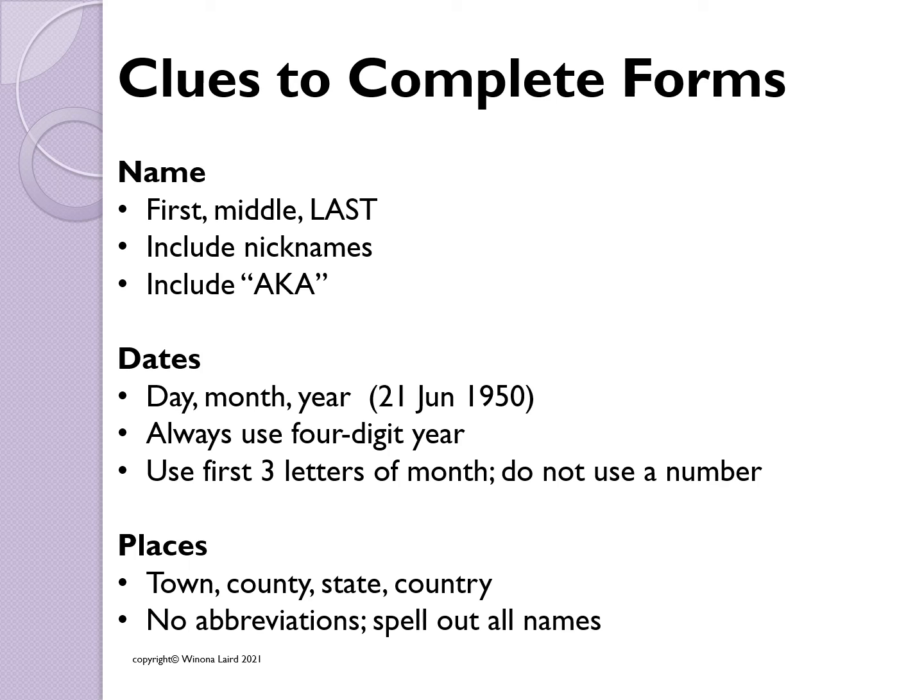Use the first 3 letters for the month. Do not use the number. And places, town, county, state, country, go from the smallest to the largest. Do not use abbreviations. Spell the name out.